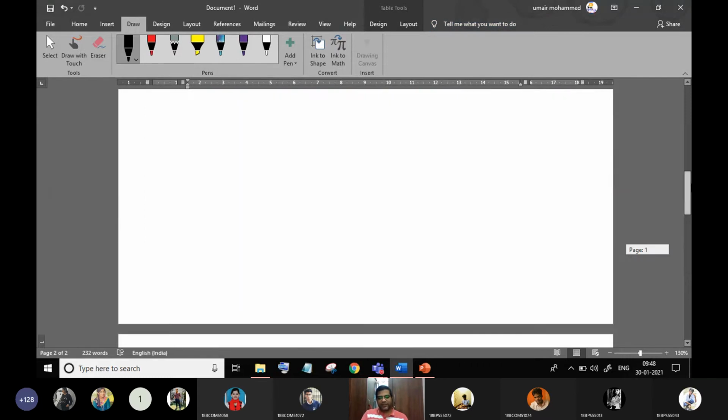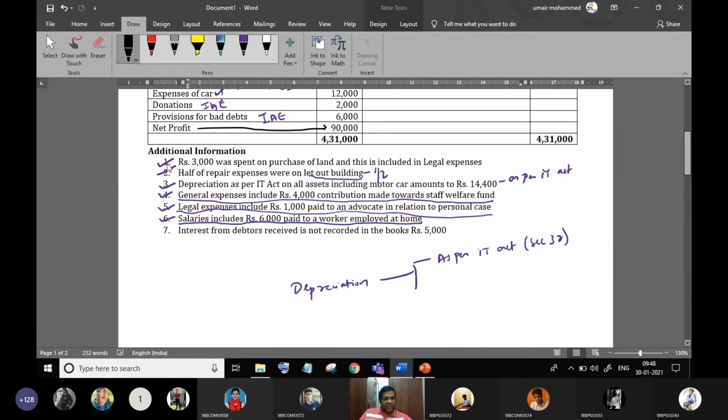Now, as far as the adjustments are concerned, all the first 6 adjustments we have accounted for, and all the first 6 adjustments are related to expenses. Only the last one, the 7th adjustment, is related to income. Interest from debtors received, not recorded in the books, 5,000. So let's record this now.